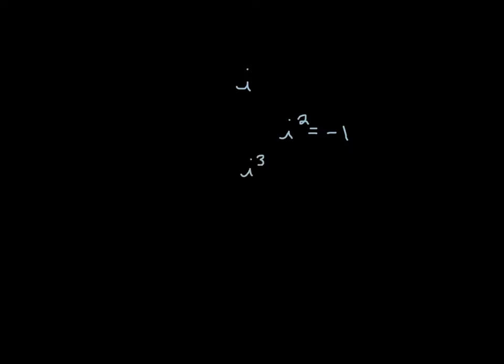I cubed is the same thing as saying I squared times I, which in this case is -1 times I, which equals -I. Let's see what I to the fourth would give us. I to the fourth is the same thing as saying I squared times I squared, which is -1 times -1, which is equal to +1.